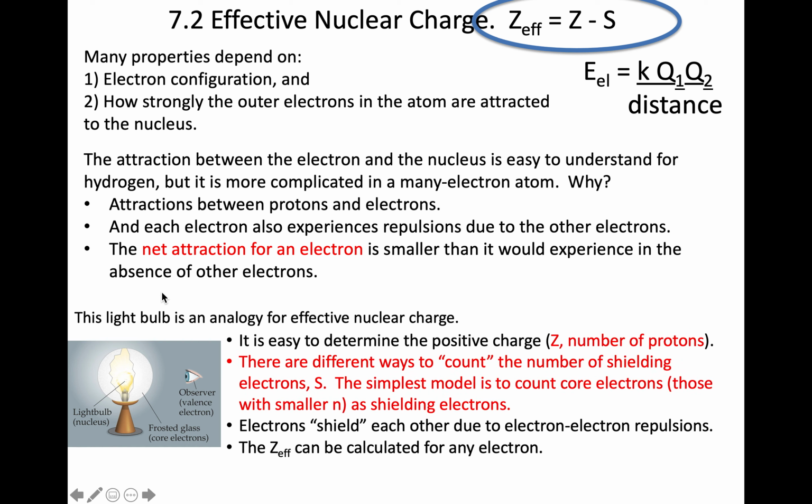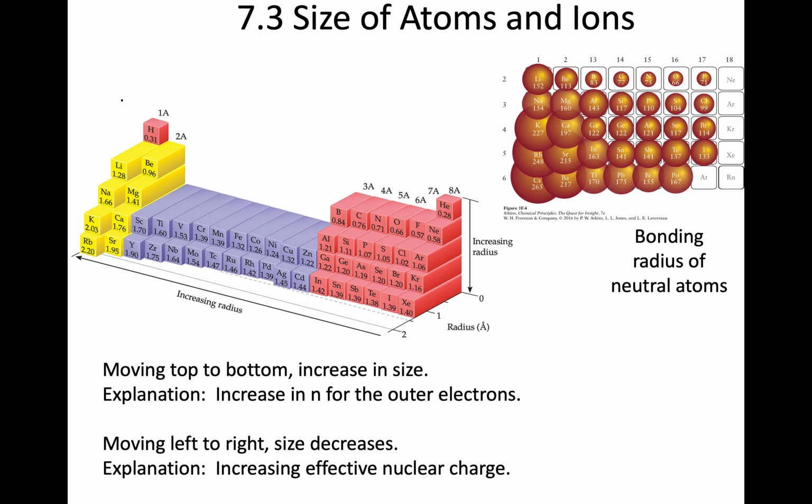It's easy to figure out the nuclear charge. We can just look for Z, the number of protons. And in a simple approach for counting the shielding and accounting for that, we consider the previous noble gas number of electrons to be core electrons that are shielding. That allows us to then better understand the size of atoms and ions.